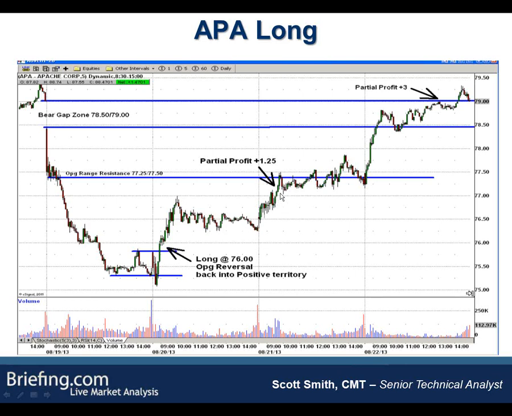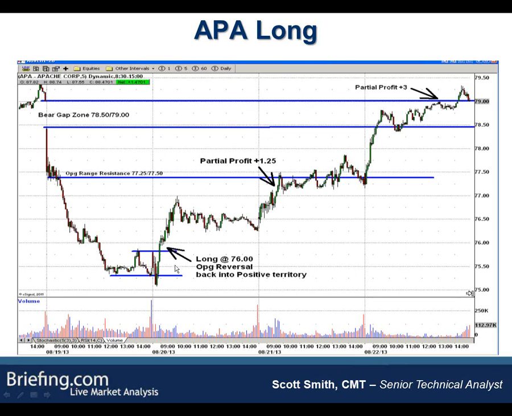But we held it overnight, and when it started trading above 77, we locked in $1.25 as it came into this prior resistance area of the opening range of a couple days earlier. And we just kind of trailed the balance a little bit, and then fortunately, 2 days later, the stock just went higher again and went into this bearish gap zone around 78.50, 79, and we managed to lock in a profit of about $3.